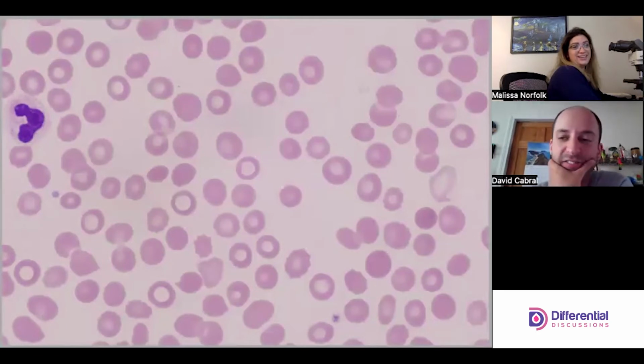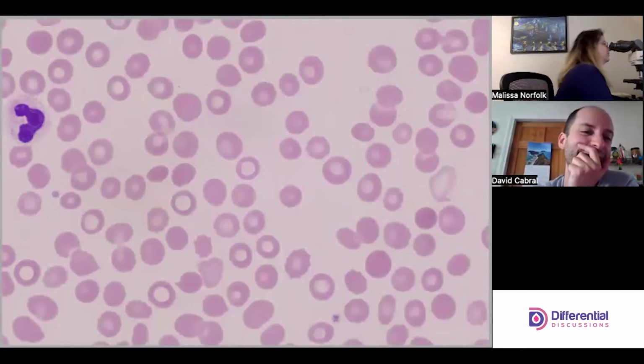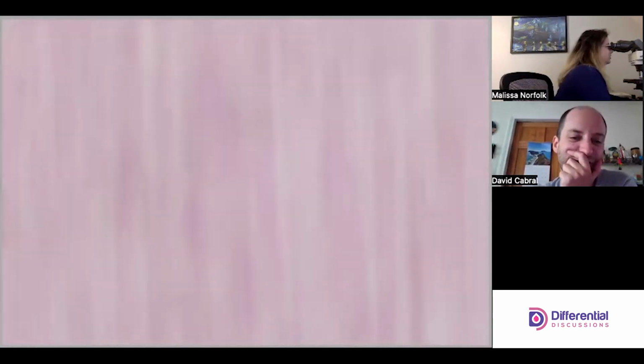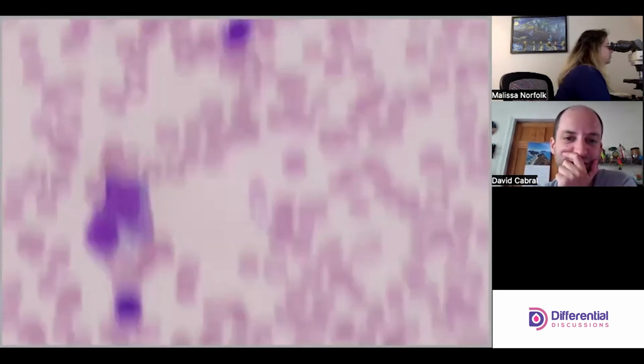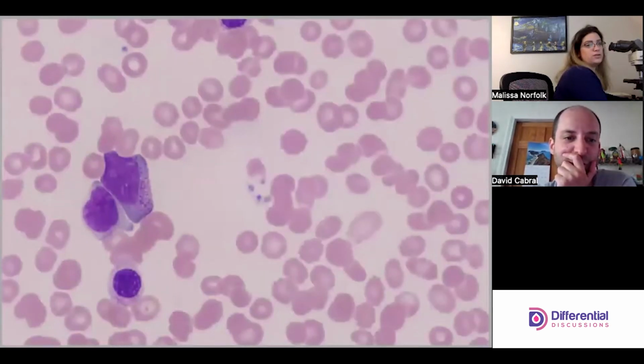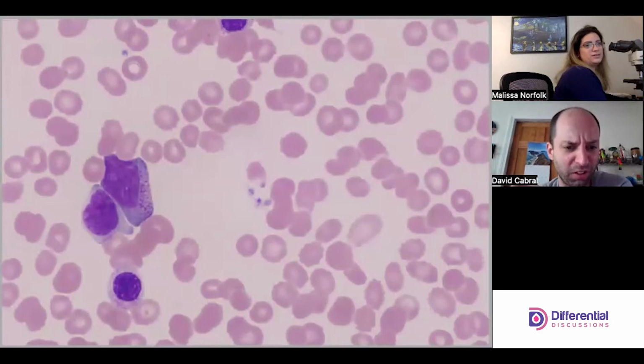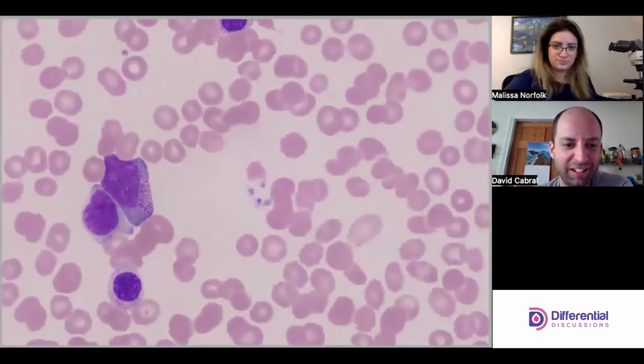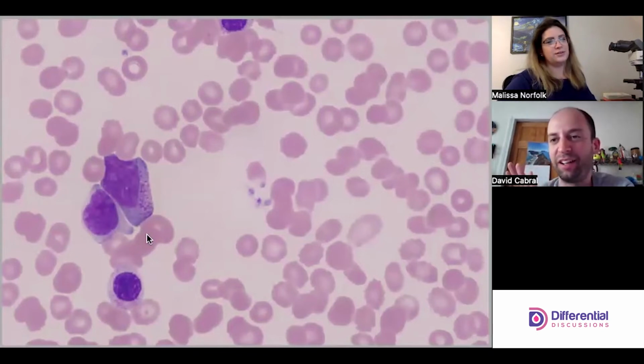Okay. Yay! This is a normal-ish neutrophil. Normal-ish. Oh, cool. I love this field. This is beautiful. Yeah, absolutely stunning.